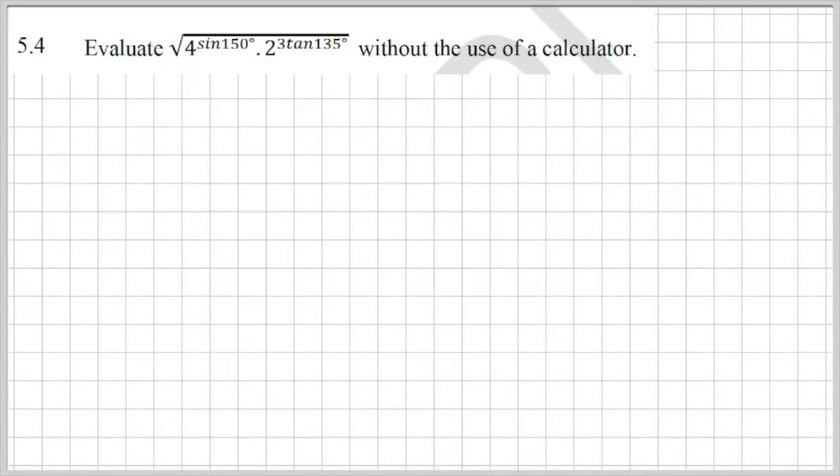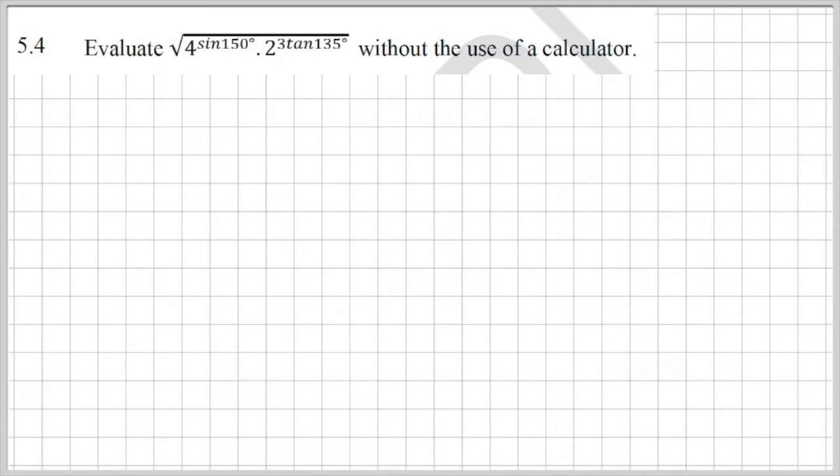Let's look at the next question. Evaluate, oh, what a horrible, beautiful, amazingly awful sum. The root of 4 to the power of sine 150 degrees times 2 to the power of 3 tan 135. Now, most of you, when you see a sum like this, will completely freak out. But it's not really necessary.